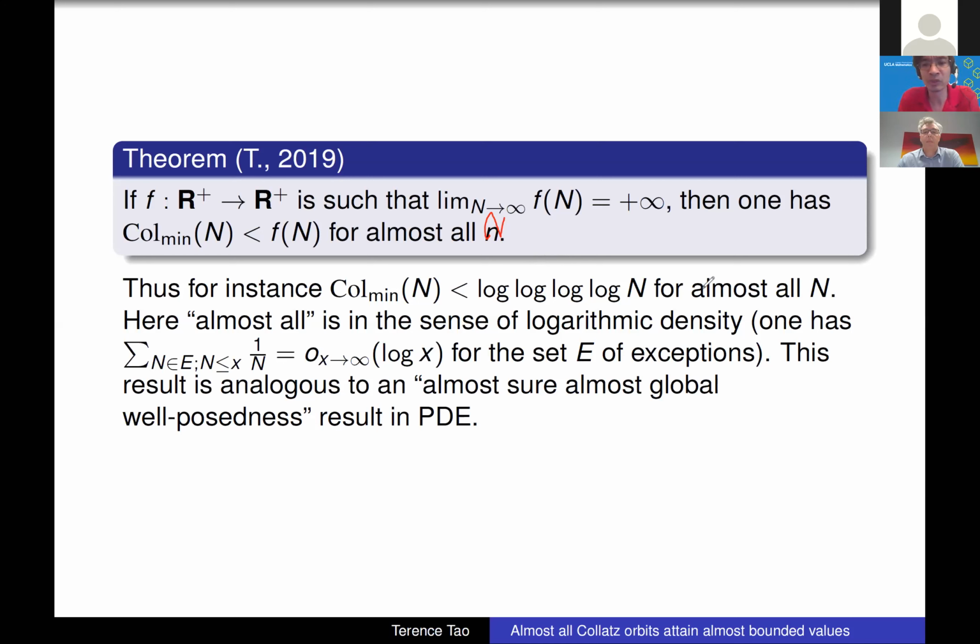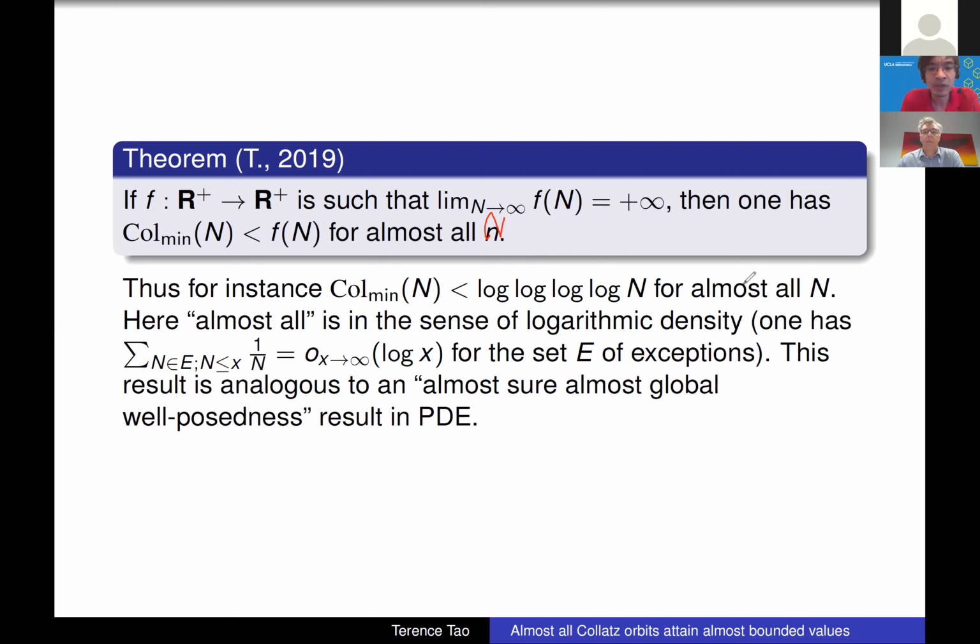There is a very small technical point. My notion of almost all is a little bit weaker than the notion on the previous slide. So in previous work, almost all meant the exceptions had 0 natural density, and I use something called logarithmic density, which is a little bit weaker, but that's a minor technicality, which I will not discuss further.